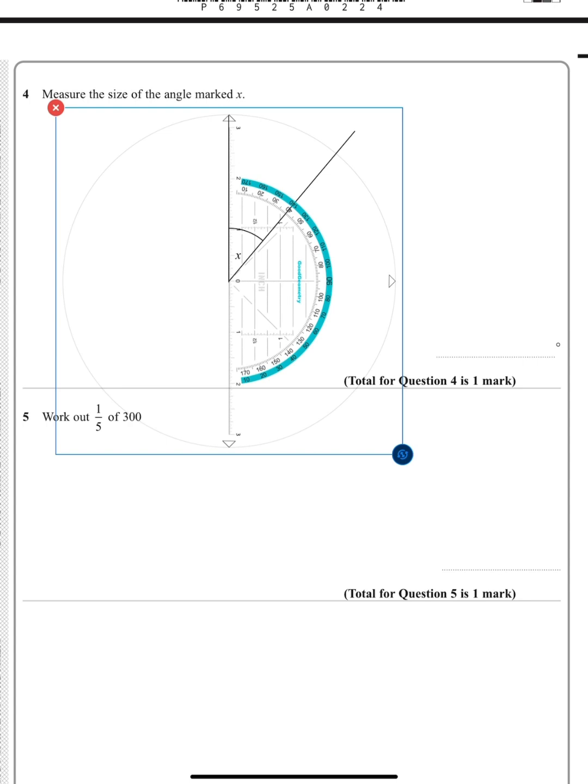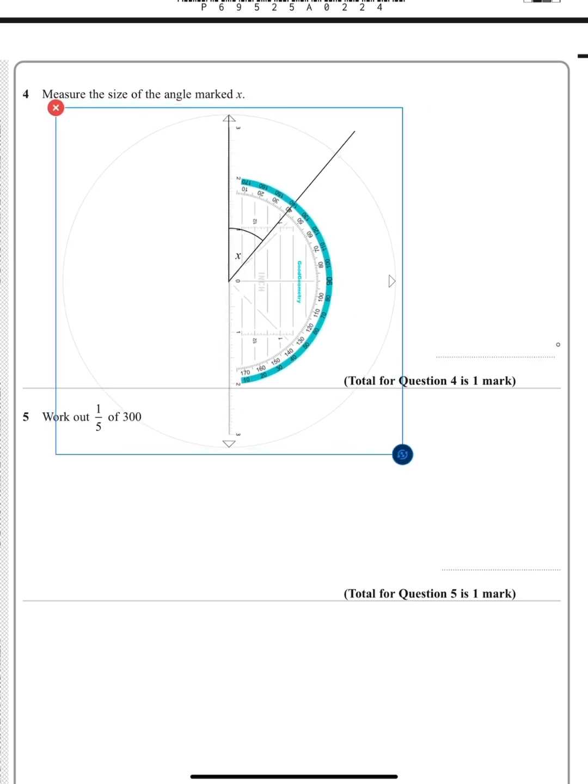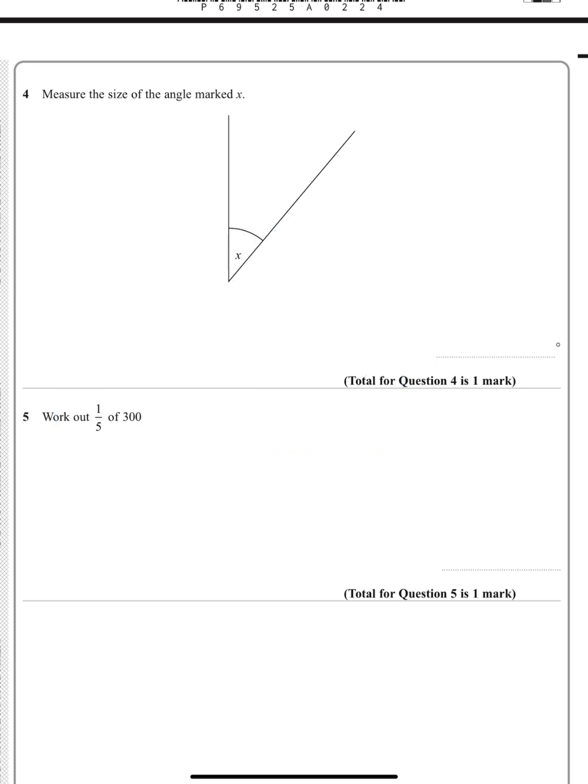Question 4 is to measure the size of the angle marked X. So I've placed my protractor directly on the line of that angle and it crosses that angle at 40 degrees. So the angle marked X is 40 degrees.